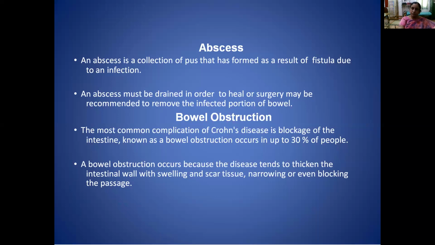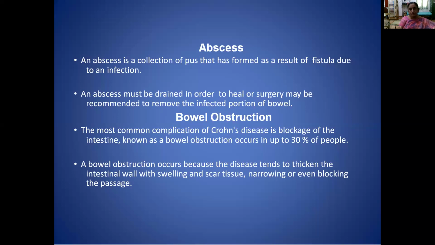Now we'll go on to the other complication, bowel obstruction. The most common complication of Crohn's disease is blockage of the intestine, which tends to occur in 30% of individuals, and that is known as bowel obstruction. A bowel obstruction occurs because the disease tends to thicken the intestinal wall with swelling and scar tissue, narrowing or even blocking the passage.